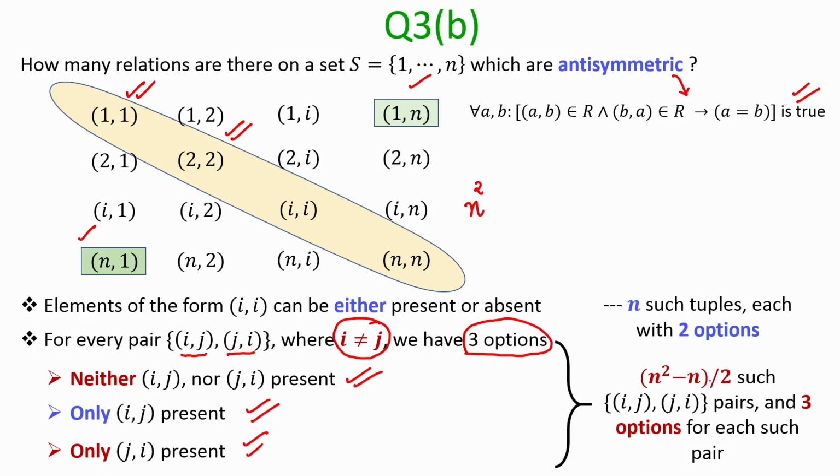So, for every such pair I have three options, right, and the possibility of including or excluding (i, j), (j, i) pairs is independent of the possibility of including or excluding the ordered pairs along the diagonal elements when I am forming an antisymmetric relation, right. So, that is why the total number of ways of forming an antisymmetric relation is how many ways I can consider the elements along the diagonal, which is 2 power n, and how many ways I can consider the remaining elements, and that is 3 power (n square minus n) over 2, and if I multiply them, that will give me the total number of relations which can be antisymmetric.